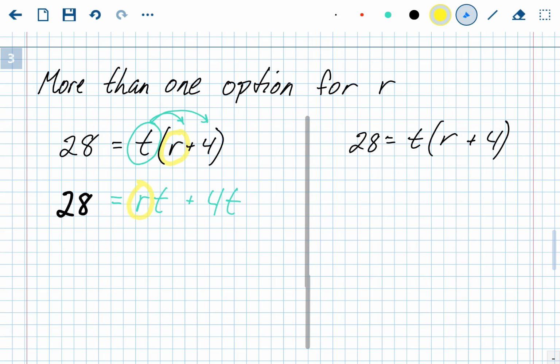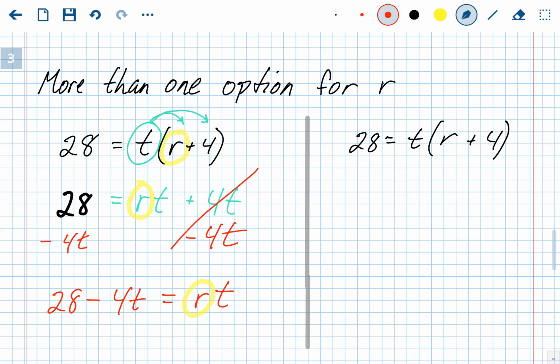We have two separate terms on the right side, and one of the terms doesn't have an r. So we're just going to get rid of that entire term. We're just going to subtract 4t from the right side and from the left side. 28 minus 4t, you can't simplify that. They're not like terms, so we're just going to leave it as 28 minus 4t equals, on the right side we still have the term rt.